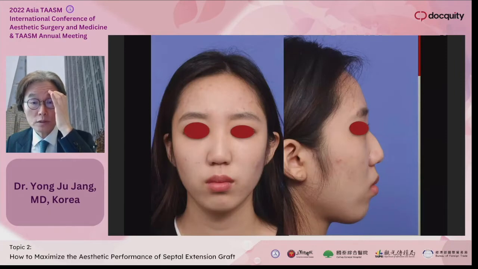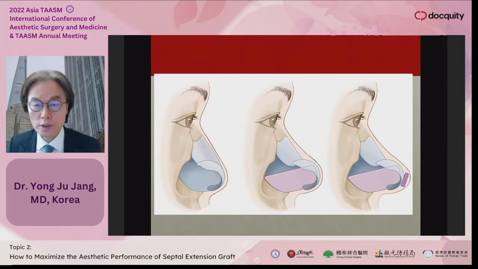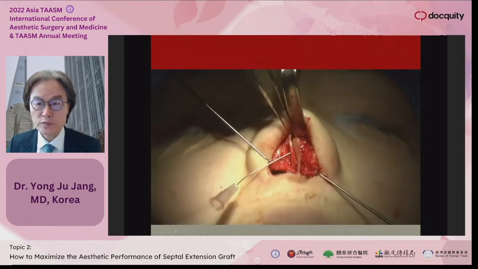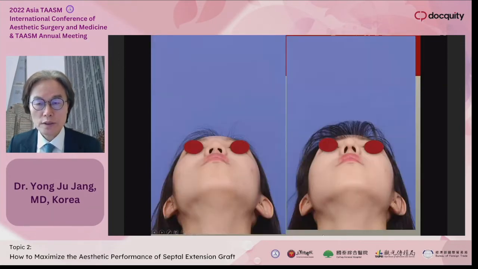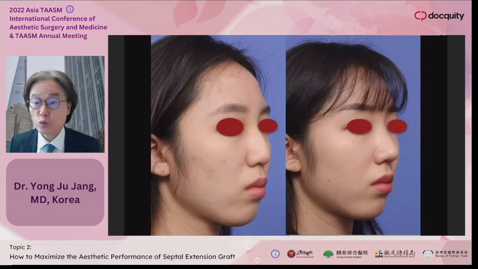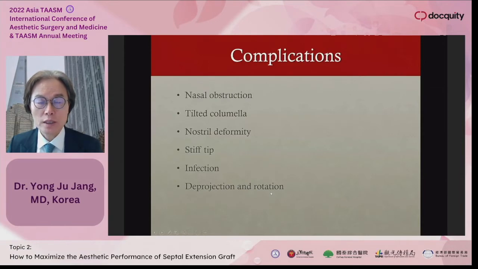So in this case, on the fully defined nasal tip, I projected her tip with septal extension graft with additional tip grafting. I'll skip this. So here she is. In this case, I could not create her nasal tip shape only with septal extension graft. So this tip shape was achievable with the combination of septal extension graft and tip grafting.